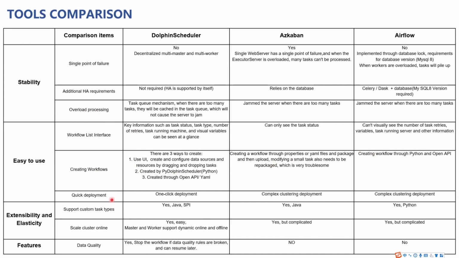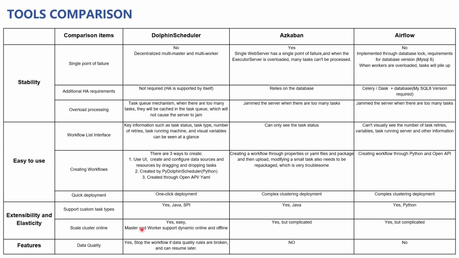About quick deployment, you can use Helm to deploy even in just one click. You don't have to change anything to set up a sandbox. But Azkaban has complex deployment. It does not officially have Kubernetes deployment tools, but we are now supporting operators and Helm charts.